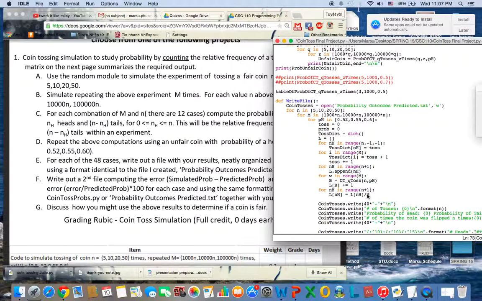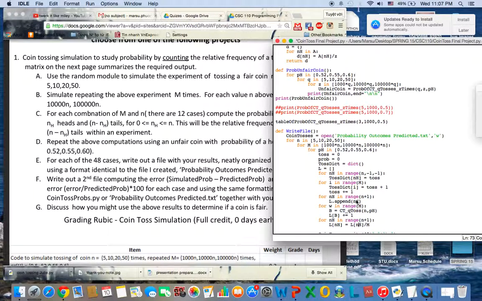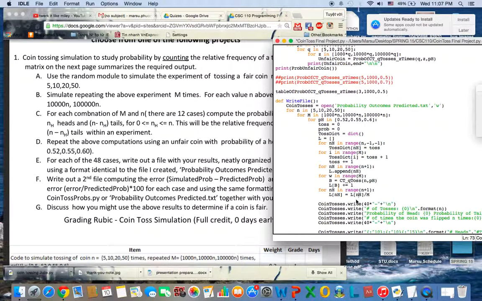L nh over M, which means the probability. For example, let me run it and then I can show you how. For example, in 5 flips we got 0 heads, and 0 heads has a probability of 5%.